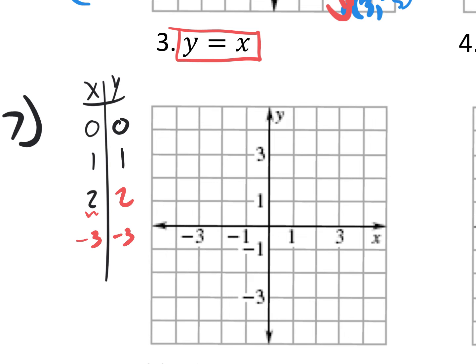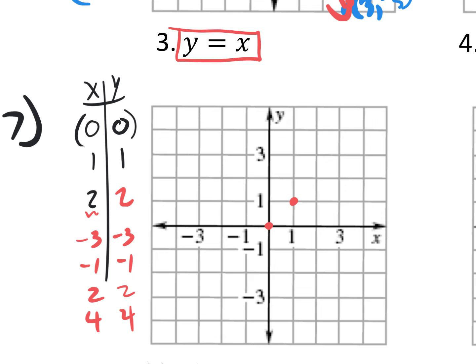So you could do this as many points as you want. Negative 1, 2, 2, 4, 4. As long as your x is equal to your y and your y is equal to your x, you're good to go. After all, there's an infinite amount of points to these lines. But you only really need how many points? 2. 0, 0, that is right here, and 1, 1, that is right there.